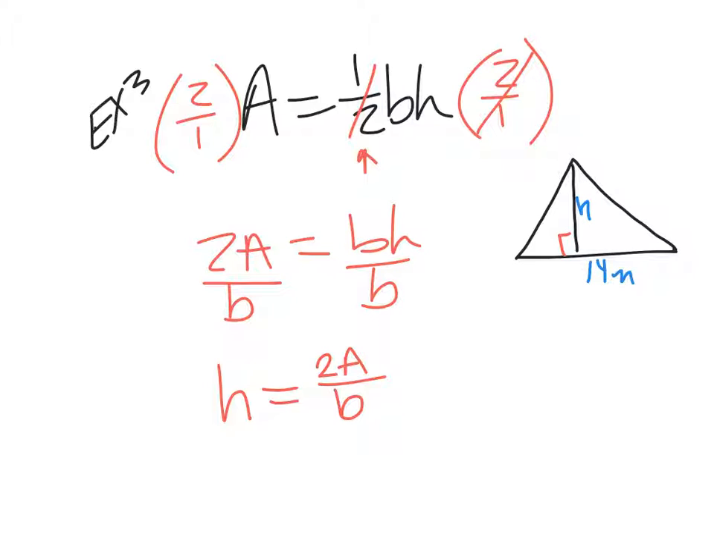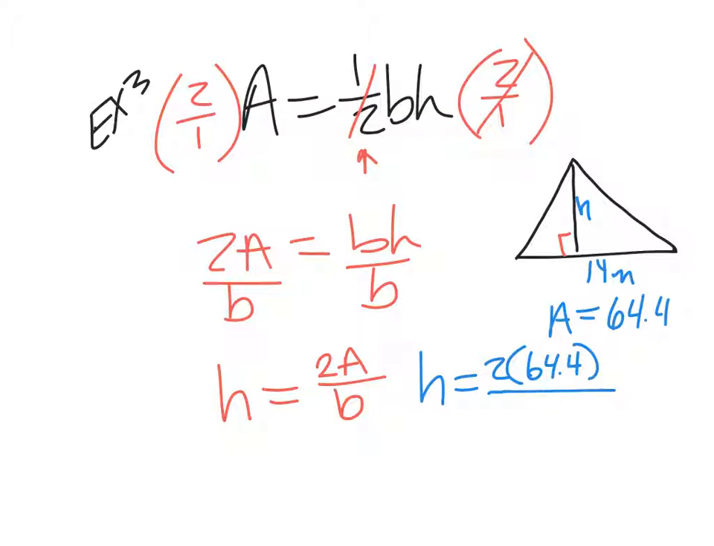Okay, they gave you a little triangle and told you that the base was 14 and the height we don't know, and then they told you that the area equals 64.4. So now can we solve for h? Yeah. We can plug in and we can say h equals 2 times area, which is 64.4, all divided by the base, which is 14. So if you did 2 times 64.4 and then divided that by 14, you should get 9.2.